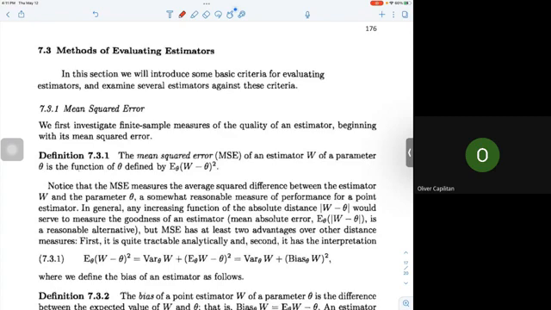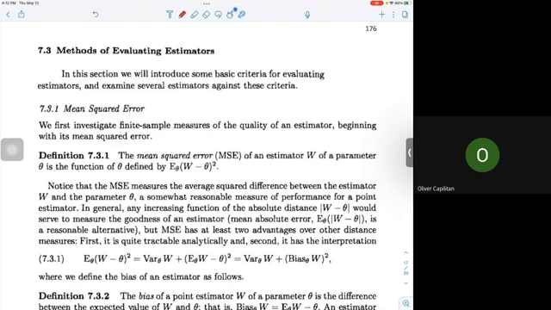For our unknown parameter. Sabi ko, pwedeng pareho sila or pwedeng hindi pareho yung kanilang mga estimators for our unknown parameter. So in this section, we're going to introduce some basic criteria for evaluating estimators. Kasi pwede naman marami yung mga estimators for our particular parameter. Siguro for the method of moments, ito yung kanyang estimator. Magkaiba siya sa maximum likelihood estimator. Magkaiba din siya sa kanyang Bayes estimator. So we're going to evaluate these estimators and examine several estimators against these criteria.